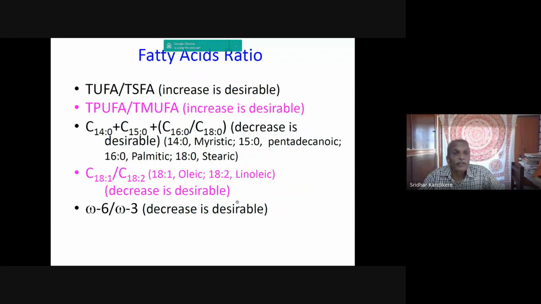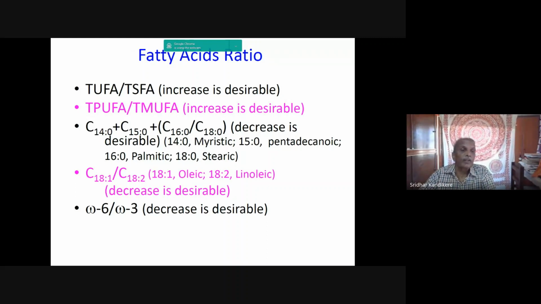With regard to fatty acids, there are several ratios that can be looked into. Total unsaturated fatty acids divided by total saturated fatty acids. An increase in this ratio is always desirable. That means an increase in the ratio means the unsaturated fatty acids should be more.